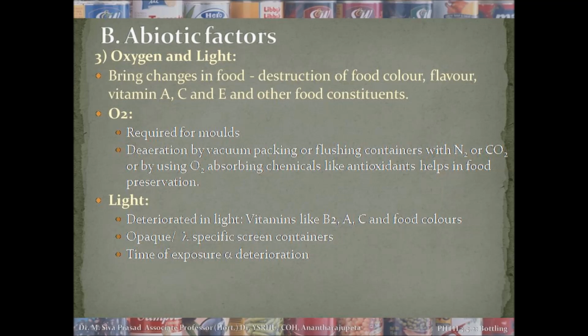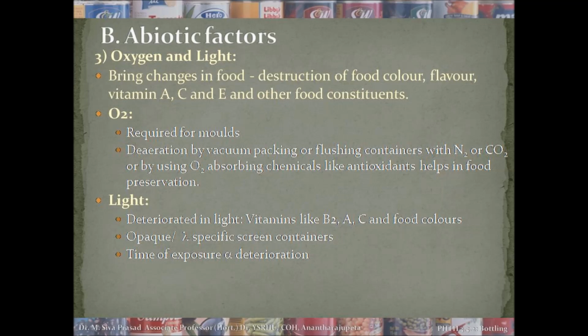This can be done by either creating a vacuum or by flushing with inert gases like nitrogen or carbon dioxide. For example, in vacuum packing of cashew nuts, you remove the available oxygen by removing the air present in it by vacuuming or flushing with inert gases like nitrogen, thereby preventing the availability of oxygen.